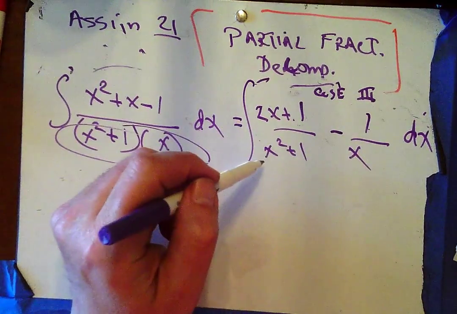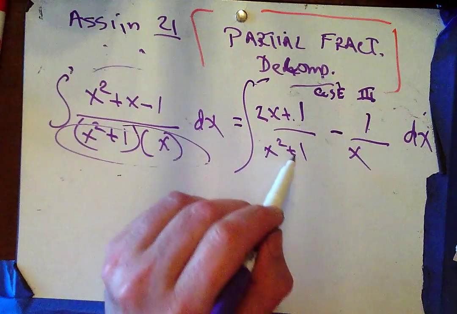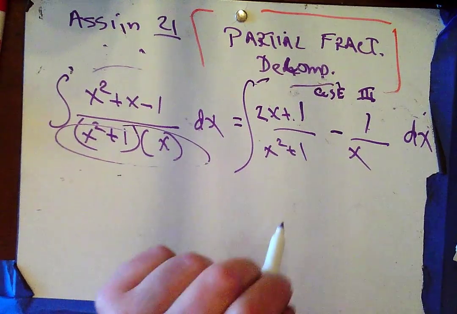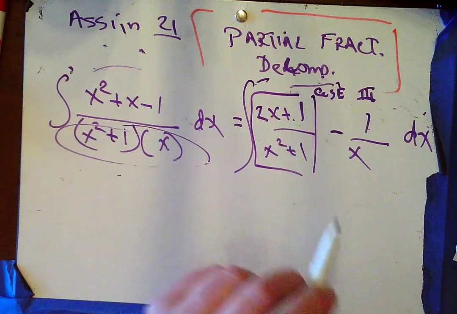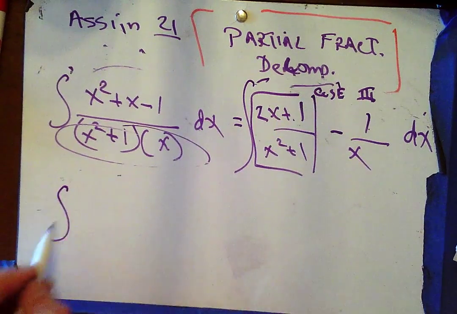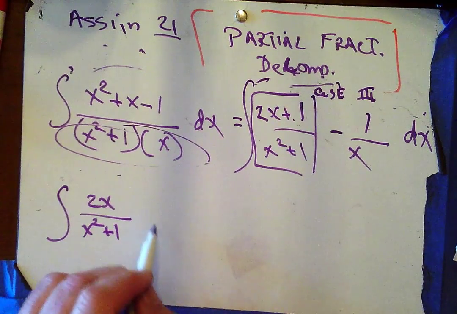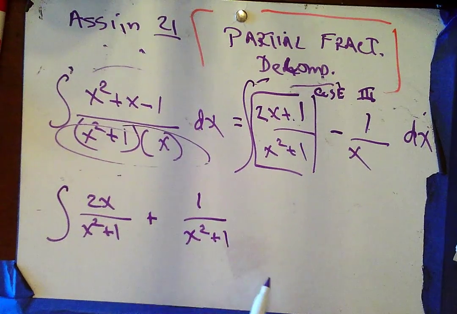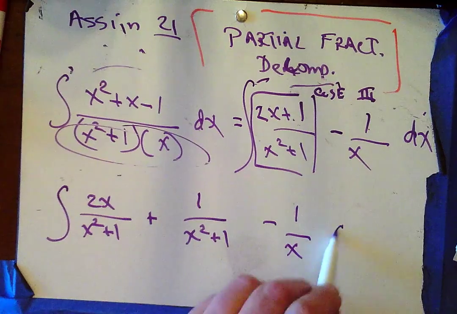So, is this a u sub? Well, the derivative of this is 2x, but no. Hey, you know what this is? Let's split this into two fractions. One of them will be 2x over x squared plus 1. The other one is going to be 1 over x squared plus 1. And don't forget, we still have 1 over x here.